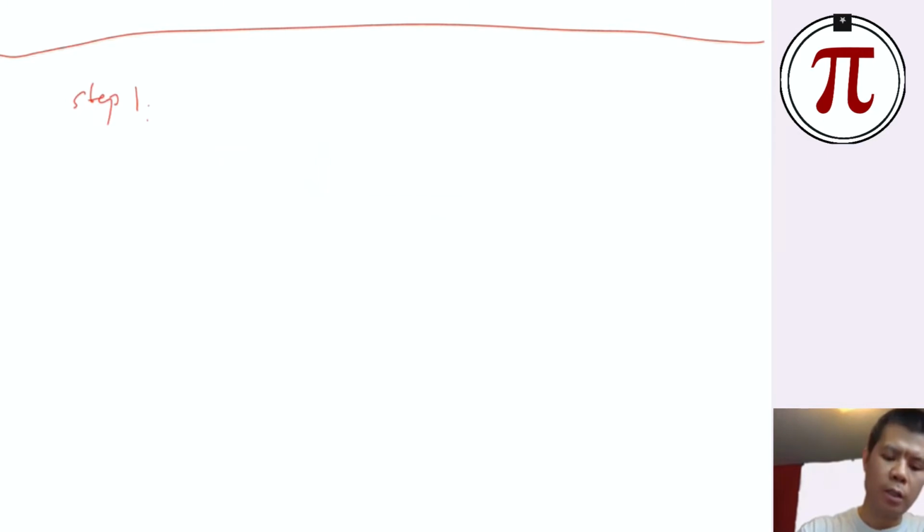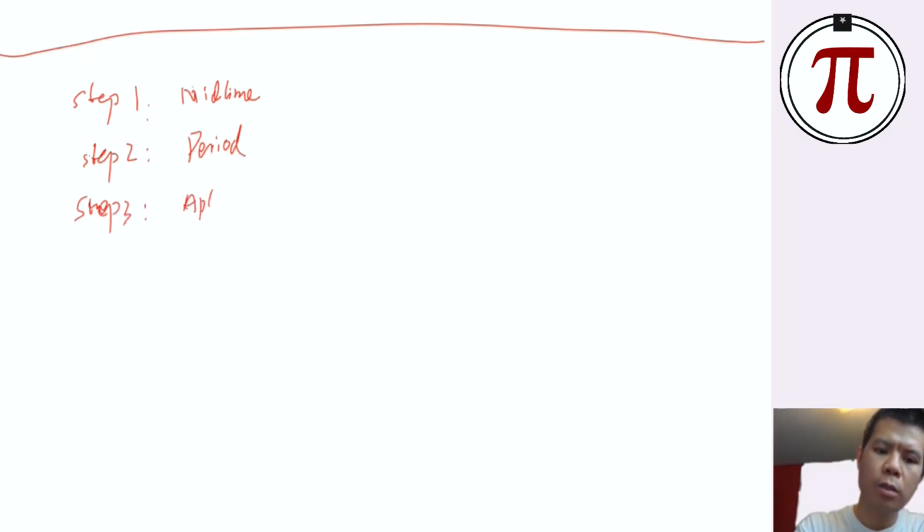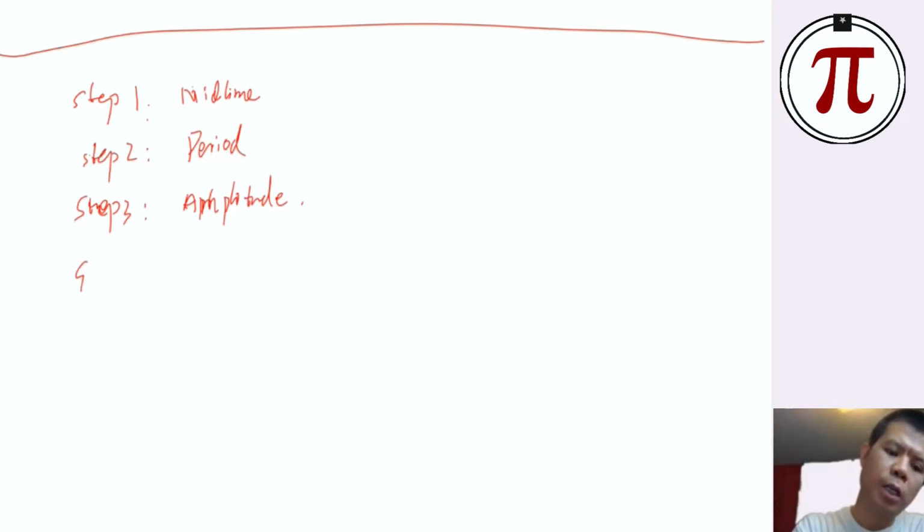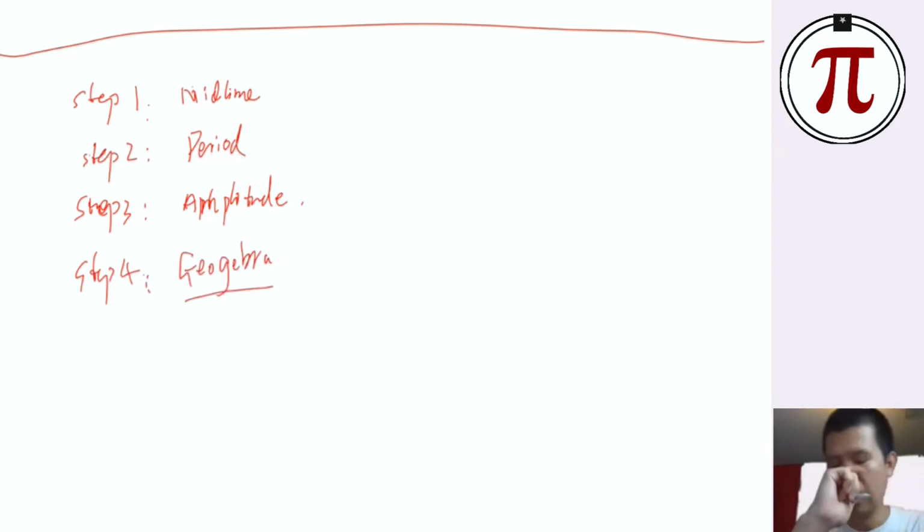The order doesn't matter. Step 1 is the midline, step 2 is the period, step 3 is the amplitude. These will be exactly the same, so you determine these. But in determining the equation, step 4, we're going to use GeoGebra instead.